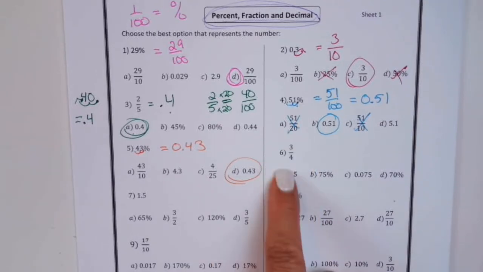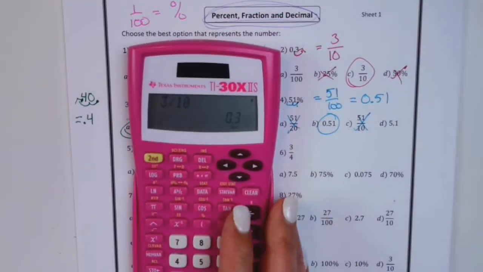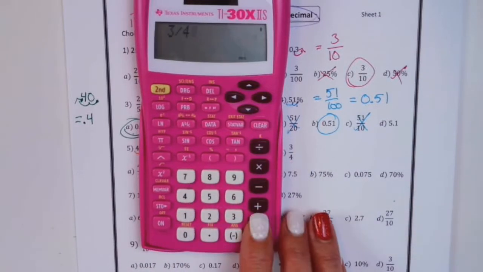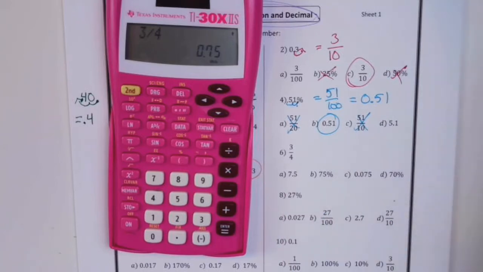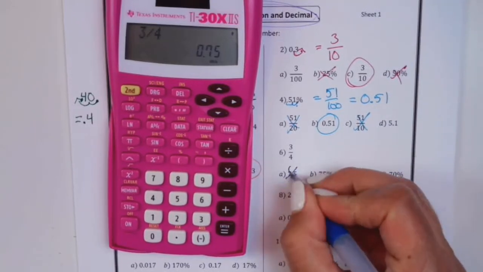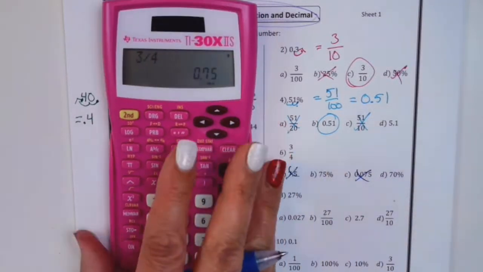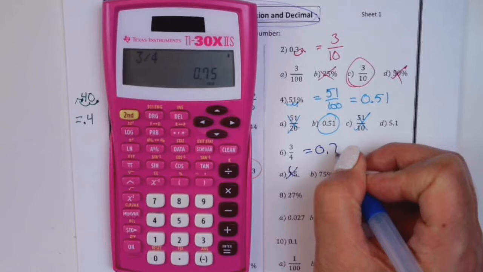Now, what we can do is, again, we can just put this in a calculator and do 3 over 4, which is 0.75. Well, we don't have a 0.75. We have a 7.5 and we have a 0.075. So neither one of these are correct. If we look at this, it is 0.75.